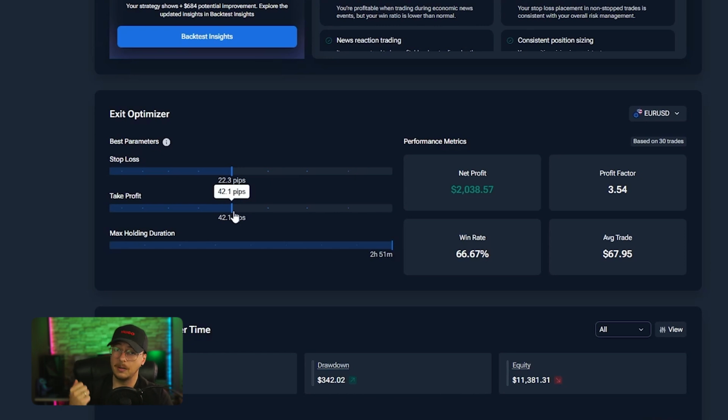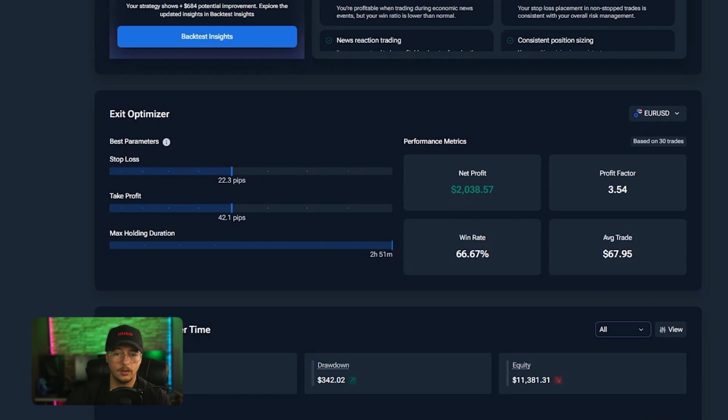And this actually makes quite a lot of sense. And a max holding duration of 2 hours and 51 minutes. So basically it's saying that it's going to give me a risk reward of 1 to 2 with a 66% win rate. And obviously we'll remember this is an estimate, but let's see how this actually performs.